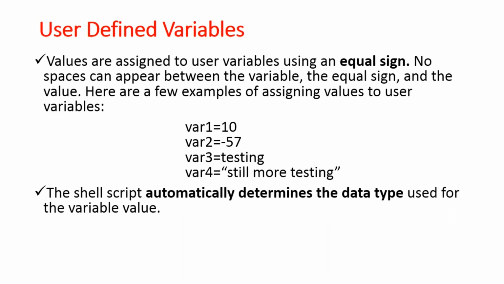The shell script automatically determines the data type used for the variable value. So here there is no need to specify the data type for the variables. The Unix system automatically determines the data type based on the variable defined by the user or the programmer.